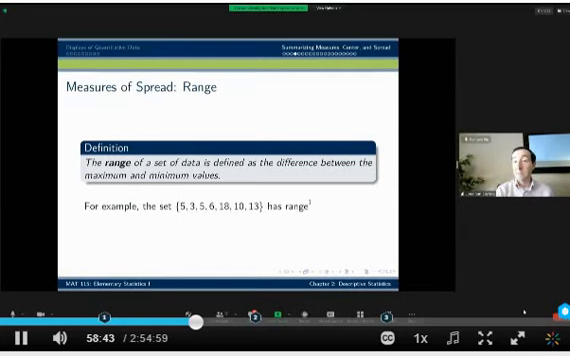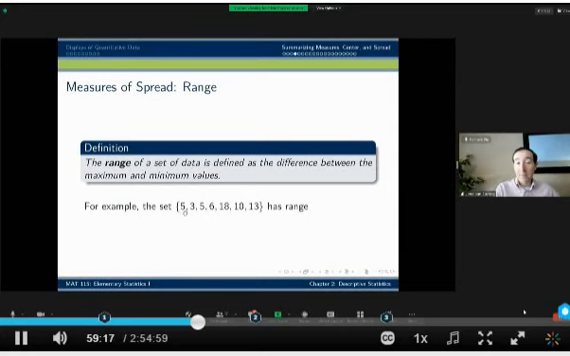So one simple measure is what's called the range. When we have a collection of data values, we can compute the range by simply taking the difference between the largest value and the smallest value. It tells us how wide the entire set of data happens to be. So using that same data set that I had before, where the smallest value is 3 and the largest is 18, what's the range? 15. Yeah, just take 18 minus 3, and it's 15.